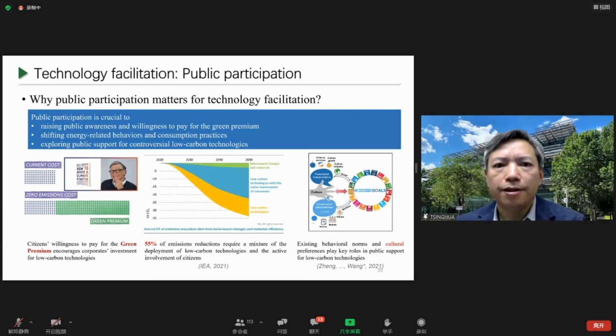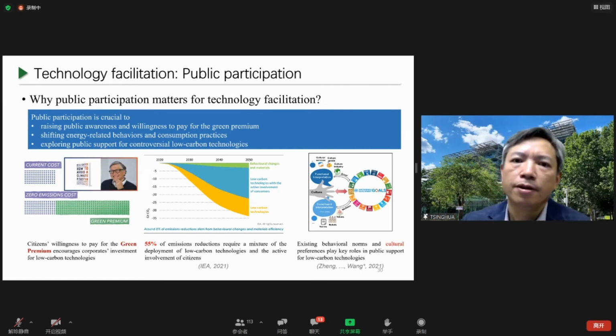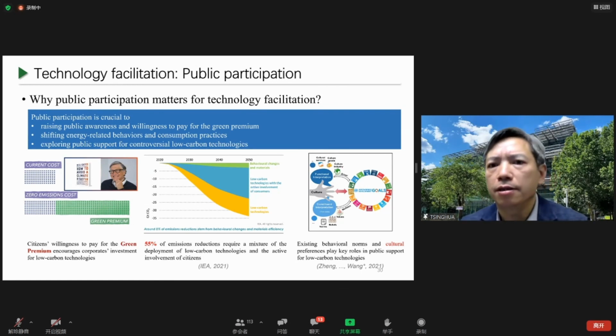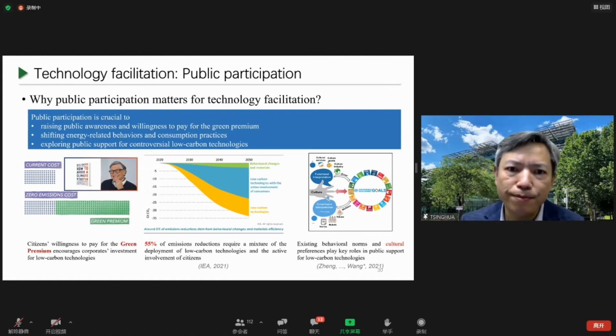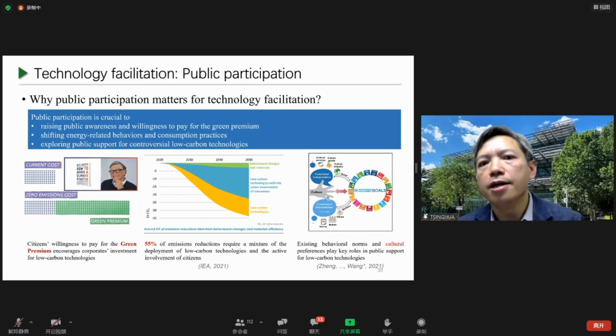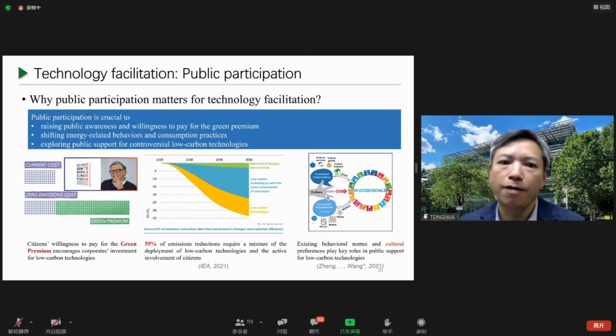The third key element for technology facilitation is the active and meaningful engagement of society. Societal engagement is crucial to raising public awareness and willingness to pay for the green premium, shifting energy-related behaviors and consumption practices, and exploiting public support for controversial low-carbon technologies.